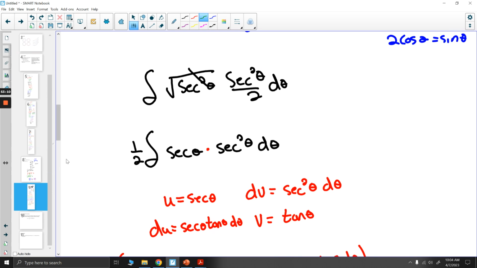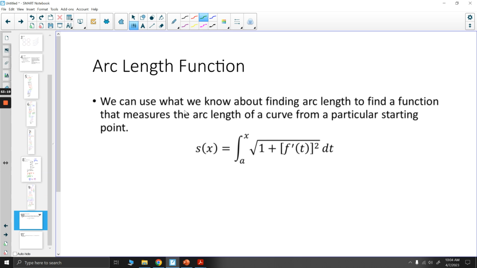Anyway, let's talk about one other aspect of this. I'm not going to spend too much time on it because I don't care that much about it, but it's worth noting. And that is, we can use what we know about finding the arc length to find a function that measures the arc length of a curve from a particular starting point. So basically, the function, this is s of x, so this will be in terms of x, from a to x, is the square root of 1 plus f prime of t squared. So basically, we think about it in terms of t.